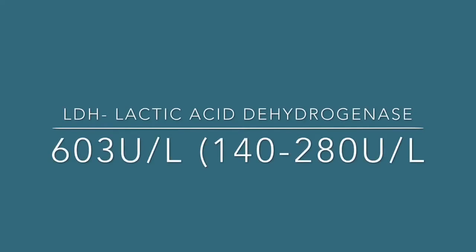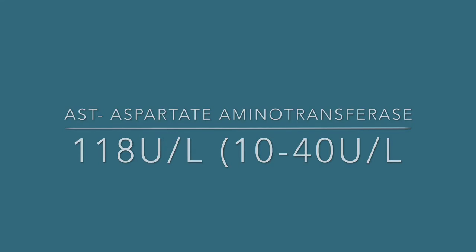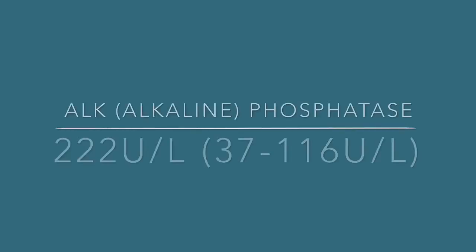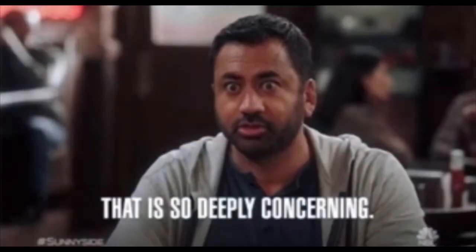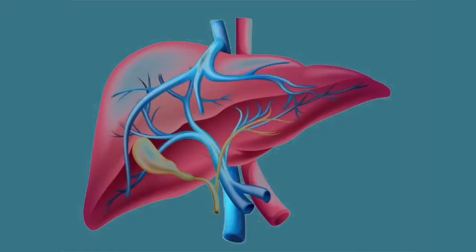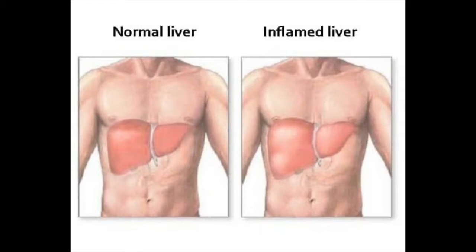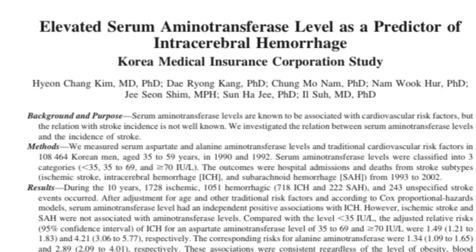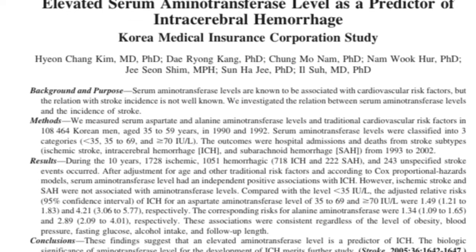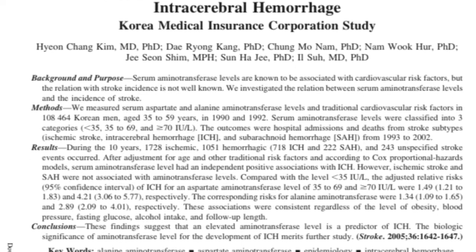LDH was 603 units per liter. GGT was 272 units per liter, AST 118 units per liter, ALT 171 units per liter, ALK phosphatase 222 units per liter. All of these results are extremely high and are elevated. The blood tests showing these elevated liver enzymes indicate that the liver is inflamed or damaged. One interesting study that we found done in 2005 actually indicates that elevated AST levels are predictors for intracranial hemorrhages.